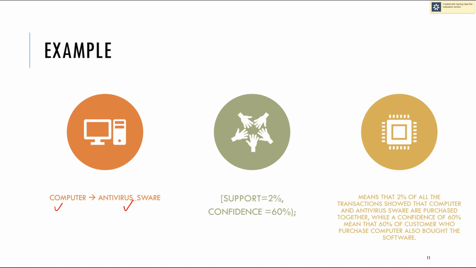So for support, we have a figure here that is 2%, and for confidence we get 60%, for example. So what does it mean? It means that 2% of all transactions showed that computer and antivirus software are purchased together, out of all the items in the computer shop. So only 2% of transactions have computer and antivirus software purchased together, while 60% confidence means that 60% of customers who purchased a computer will also buy the antivirus software. So that is what support and confidence mean here.